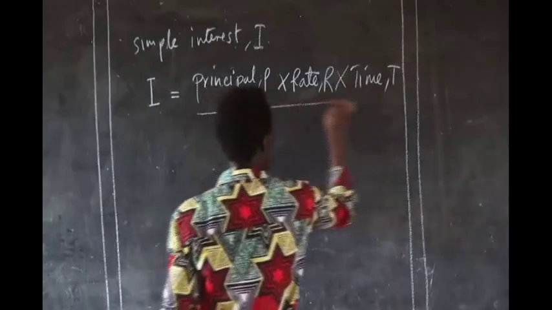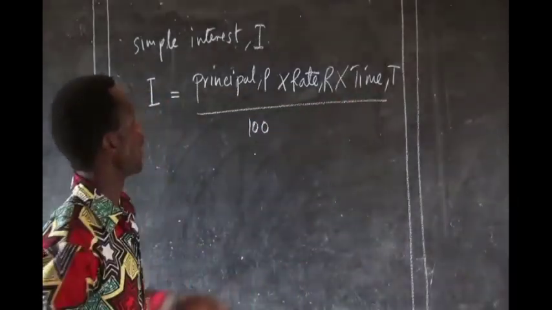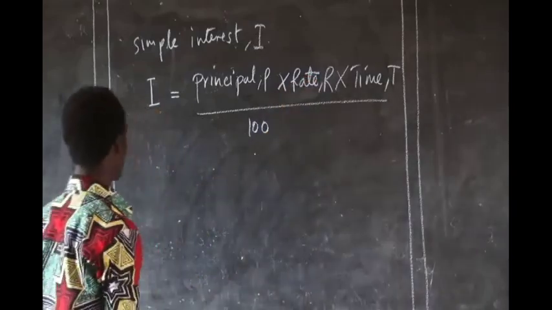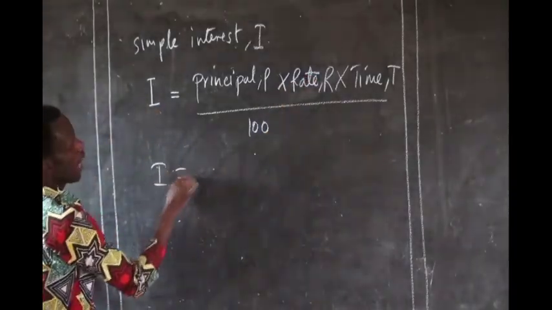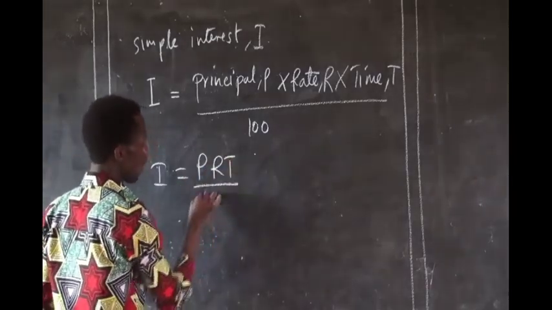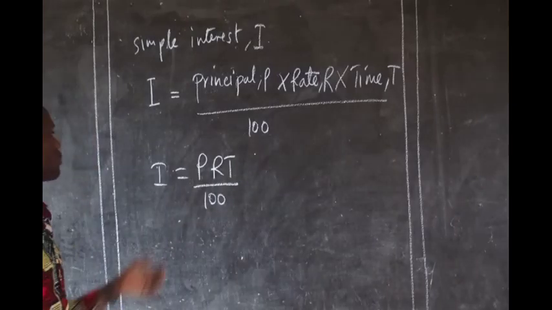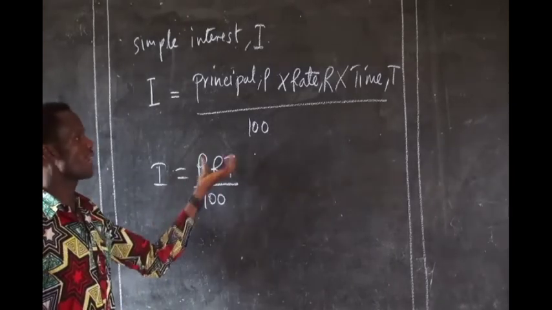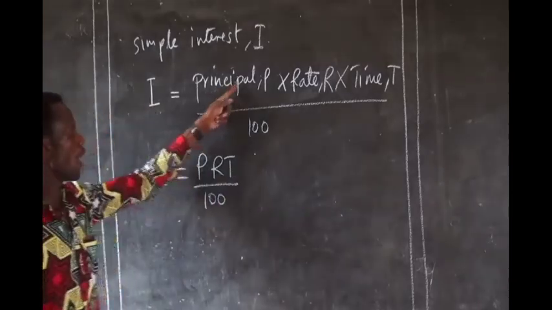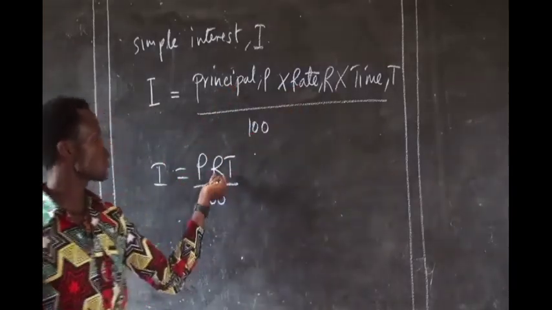Then over 100. Why do we say over 100? Because this rate is expressed in terms of percentage. And therefore, we can shorten this formula and write it as PRT over 100. So this is the formula that is used to obtain the simple interest from the money that you have kept in the bank. But remember, this P is called principal and this R is called rate, and it is always expressed in terms of percentage.